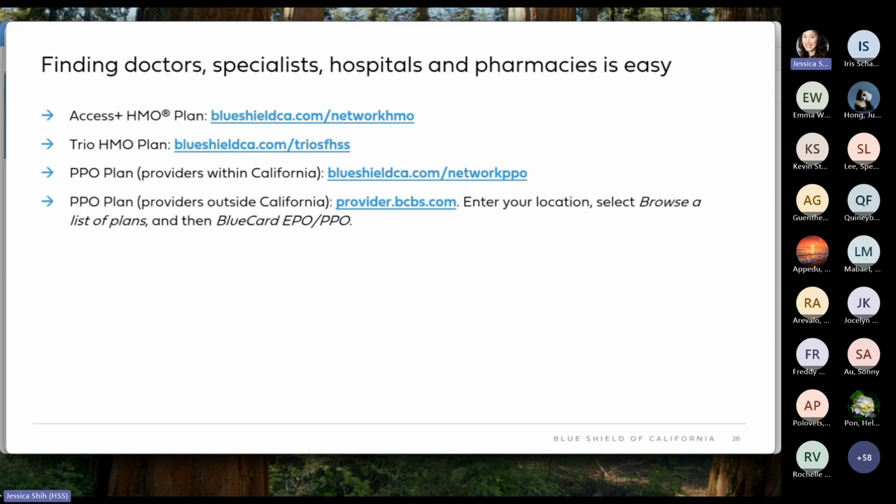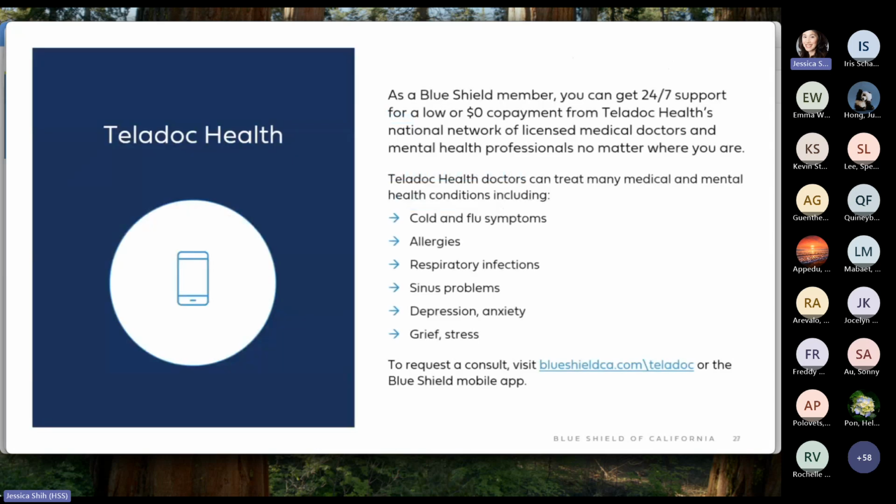SFHSS members can get 24/7 support for a low or $0 copayment from Teladoc. Teladoc Health doctors can treat many medical and mental health conditions, including cold and flu symptoms, allergies, respiratory infections, sinus problems, depression and anxiety, and grief and stress. To request a consult, you can visit blueshieldca.com/Teladoc or go on the Blue Shield mobile app.